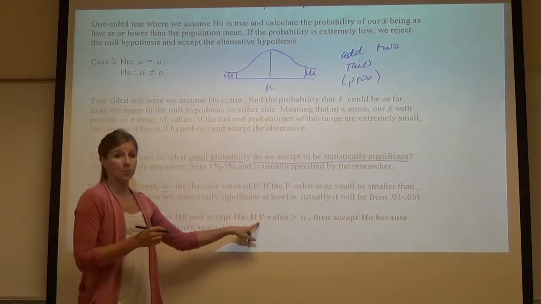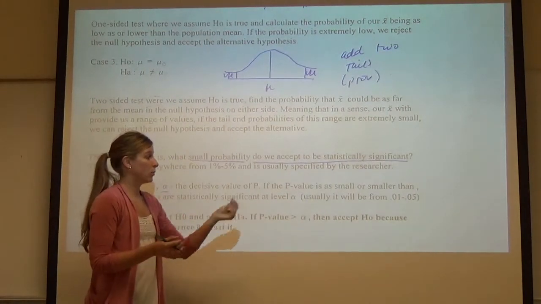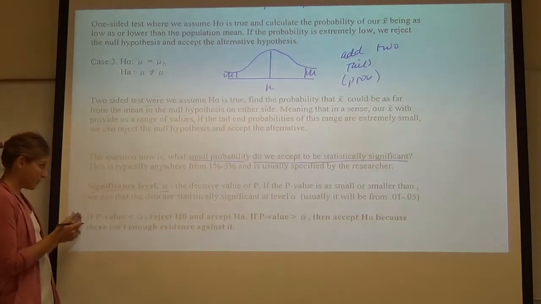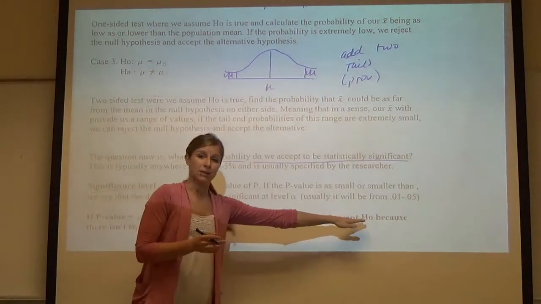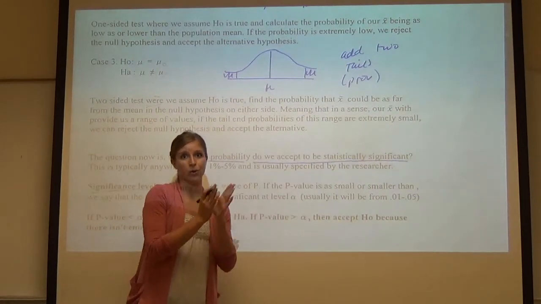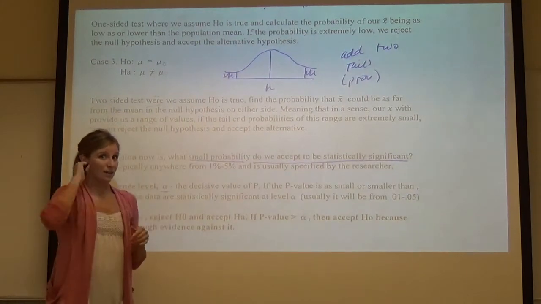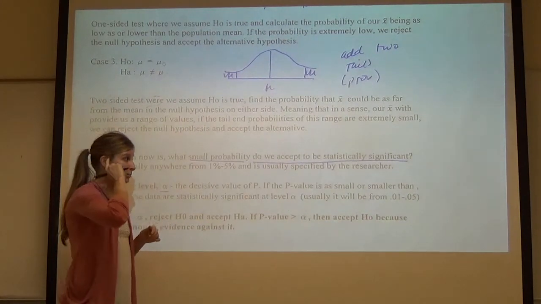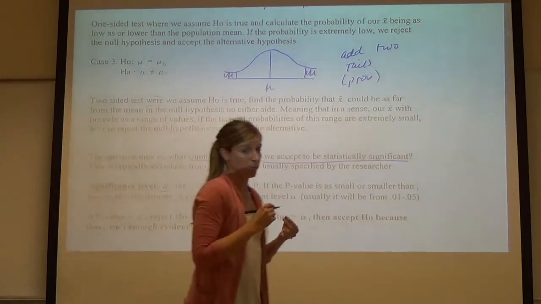If we compute that little p-value and it's greater than alpha, whatever we choose our significance level to be, then we're going to accept the null hypothesis because there isn't enough evidence against it. We're accepting the null hypothesis because our sample is so close to that, based on our p-value, that there really isn't enough evidence to conclude that it wouldn't be accurate. Okay, so now that we have the vocab, I'll actually go through and start working on some of the computations.